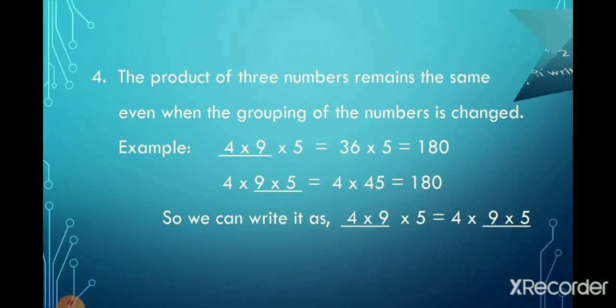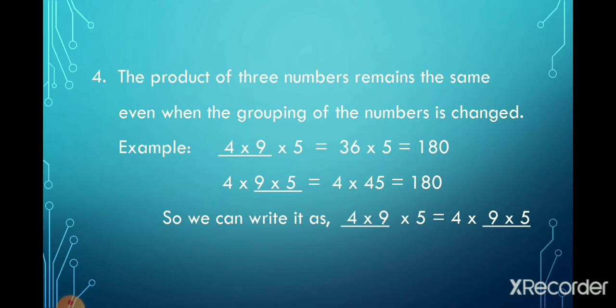The product of three numbers remains the same even when the grouping of the numbers is changed. Here we are taking the multiplication of three different numbers. So if we change the order of the multiplication, then the answer is always the same. Let us see the example. Here I have taken only single digit numbers, but it is true for 2-digit, 3-digit and 4-digit numbers also. So for example, 4 into 9 into 5.